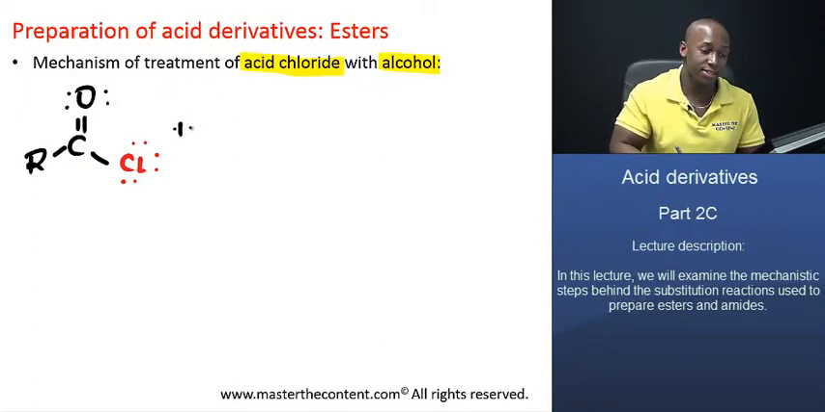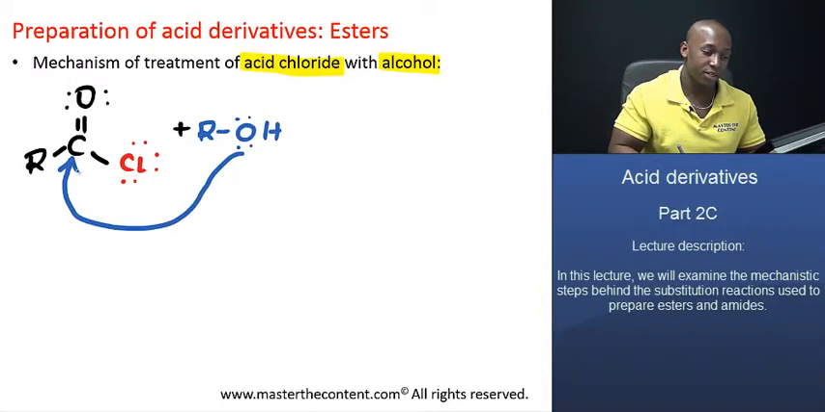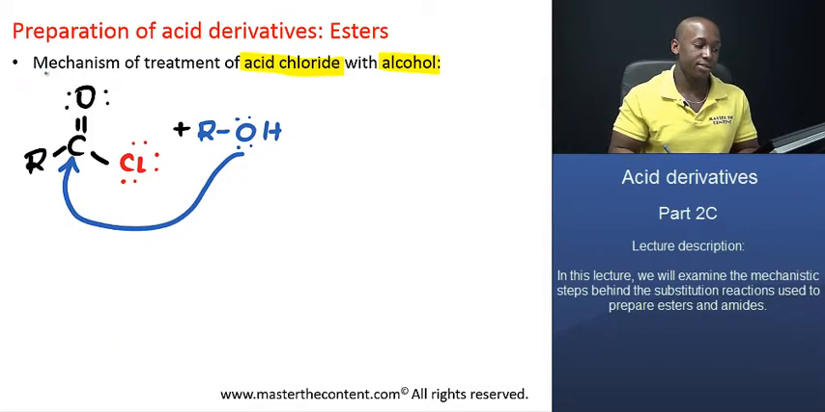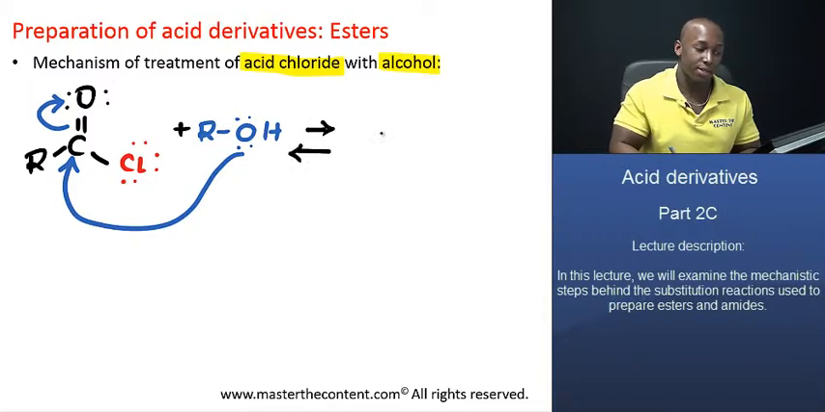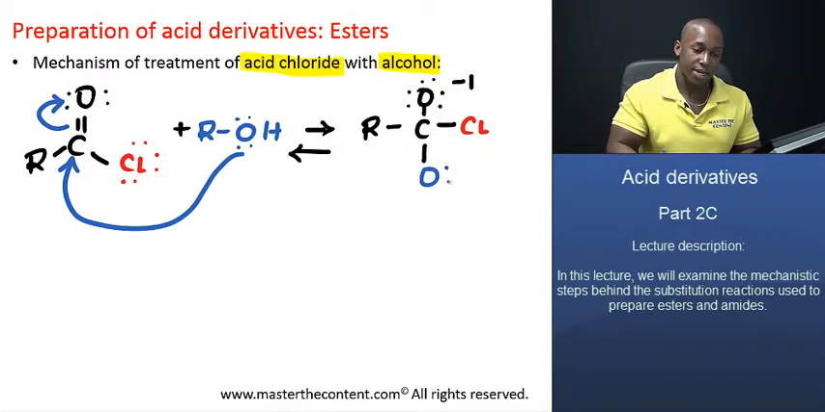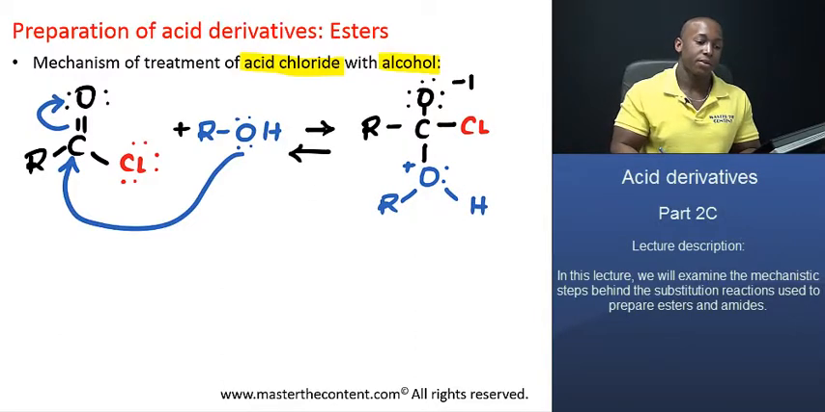So what happens in this case is that our alcohol will react or add to this electrophilic center of our acid chloride, our acyl halide, resulting in the formation of an intermediate that looks something like this, with a negative charge on the oxygen atom, and our alcohol is then added to the structure to form an intermediate that looks something like that. That's the first step. We're talking about a basic nucleophilic addition.